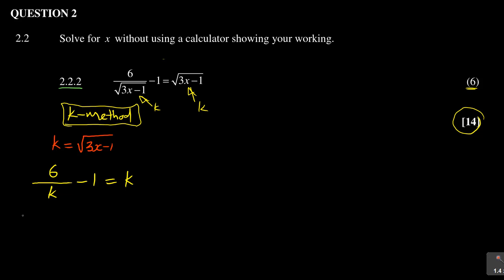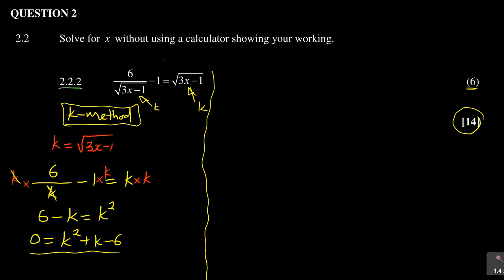And then for me to simplify now, I will have to multiply each and every item by K. It's much simpler like that. And then you will have here 6 minus K is equal to K squared. Then you have to take everything to the one side, which is 0 is equal to K squared plus K minus 6. It is a quadratic equation. Therefore, I've got K squared plus K minus 6 is equal to 0.